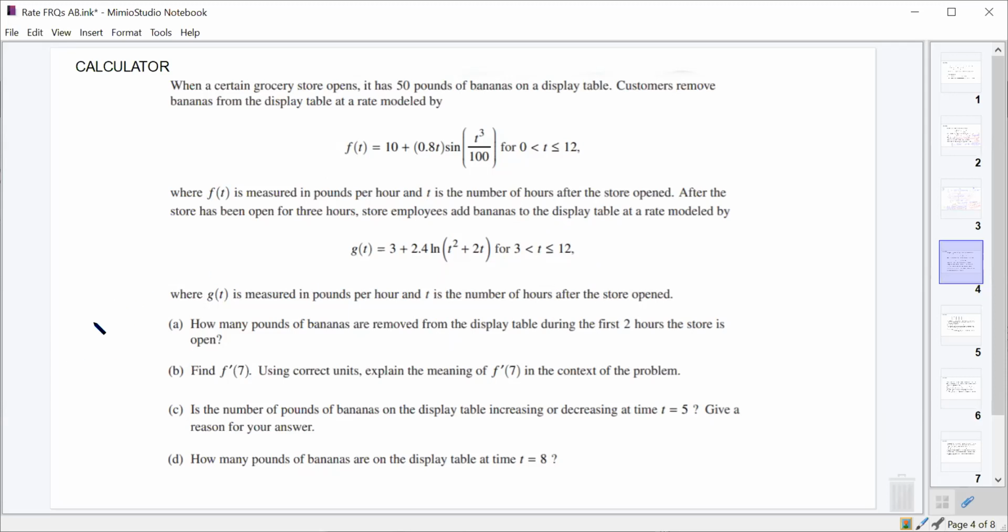So the first question they ask us is, how many pounds of bananas are removed from the display table during the first 2 hours? Well, this is the rate at which they're removed. We want to know the actual value, so we just integrate from 0 to 2 f of t dt, which gives you 20.051 pounds of bananas. And that was worth 2 points, one for the integral setup and one for the actual value. Everybody good there with part A?